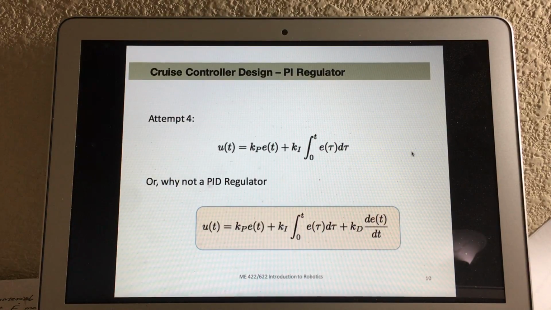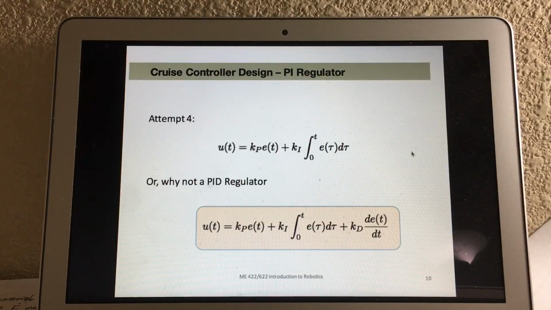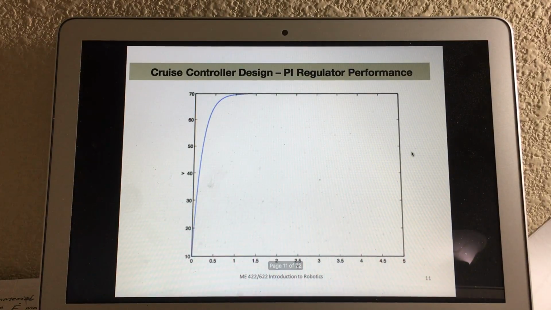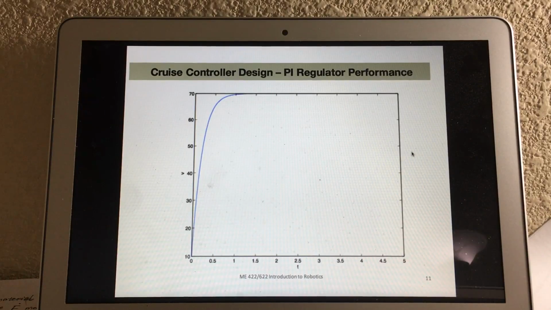Well, remember, the error is just the difference between the reference and the real speed, right? So essentially, this d/dt is pretty much dx/dt, or minus dx/dt, depending on how you define the error. So yes, it certainly is the rate of the velocity, the changing rate of the velocity. Having this, we can try this again. So this is the PI.